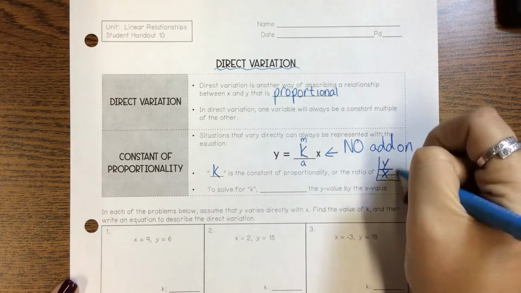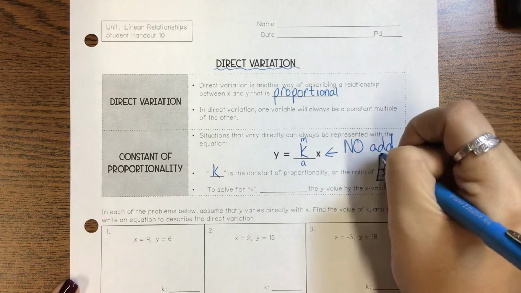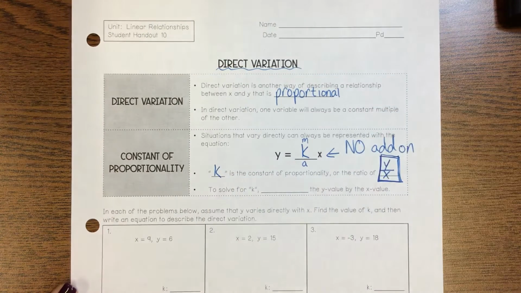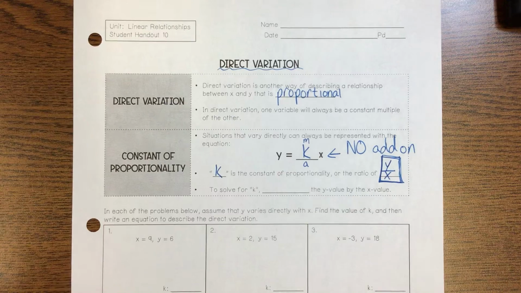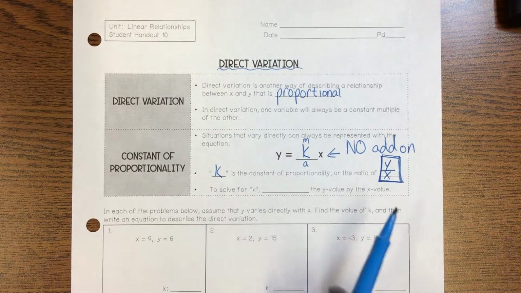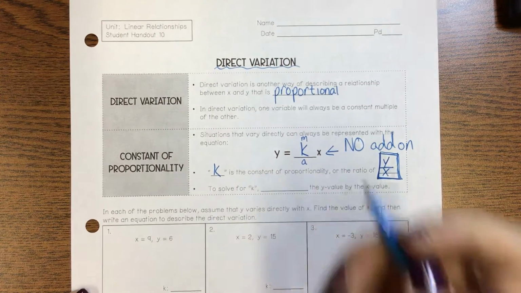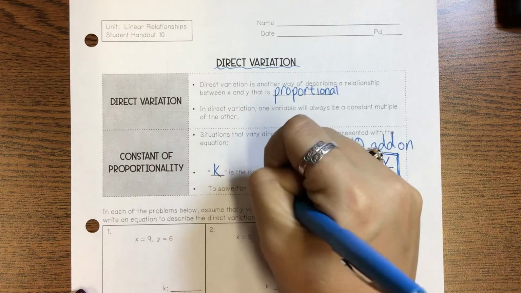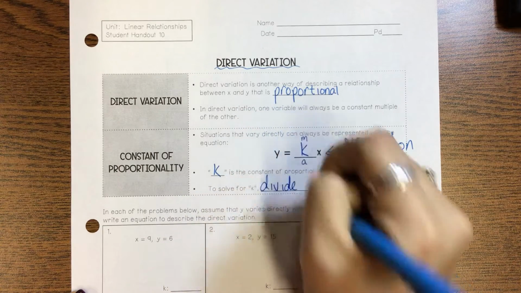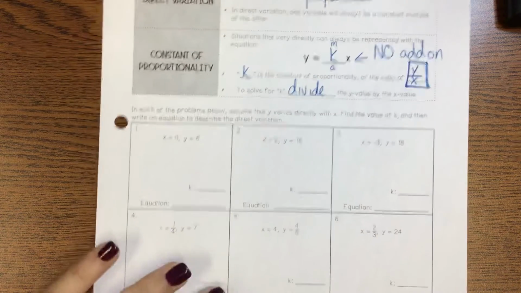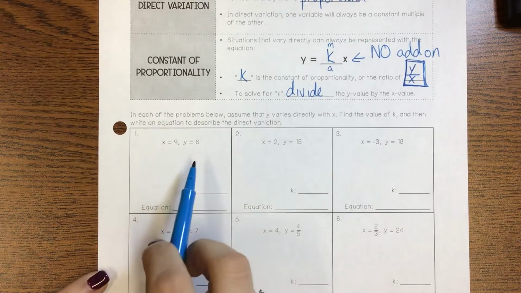And you guys did a ton of dividing this last week when we were talking about unit rate, and you were dividing to figure out how fast I could do something in 1 hour or 1 day. That's what you guys did, is you were dividing. So to solve for k, we're just going to divide. My y value divided by my x value.